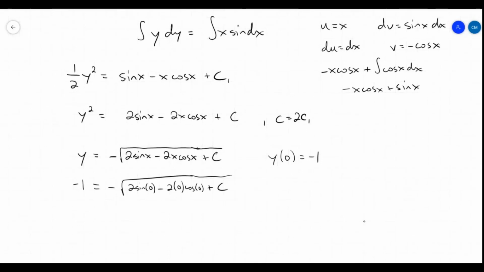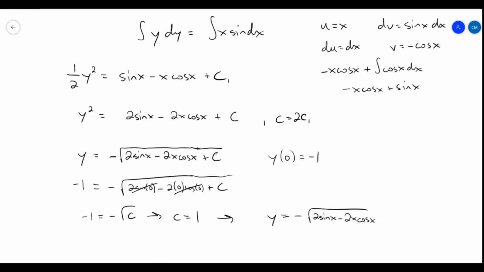Okay, so notice again, all of this is going to become 0, right? Sine of 0 is 0, 2 times 0, cosine of 0 is 1, but again, it's multiplied by 0, so all of that's just going to be 0. So we're going to have root c there, right? So we're going to have -1 equals negative root c. Well, we can square both sides of that and find that c must be equal to 1. Okay, so then the particular solution to this differential equation, in other words, the one that satisfies both the differential equation and the initial value, has to be this.